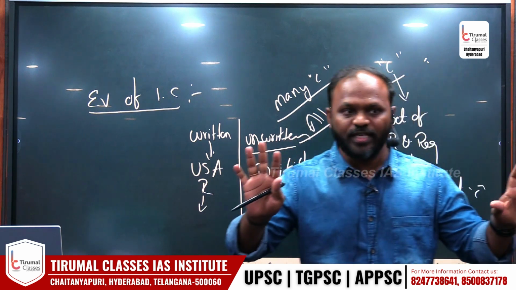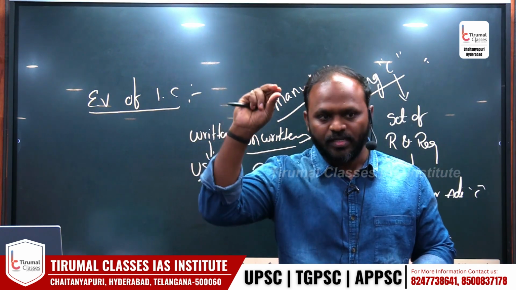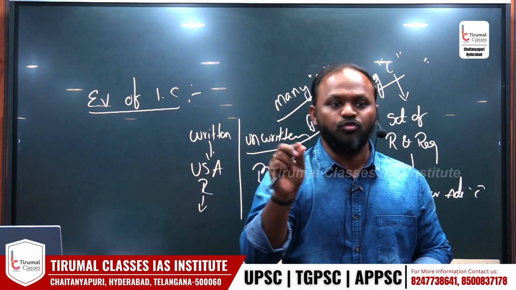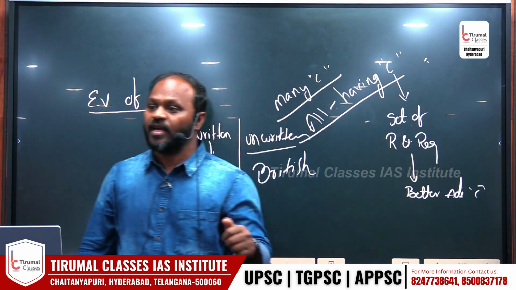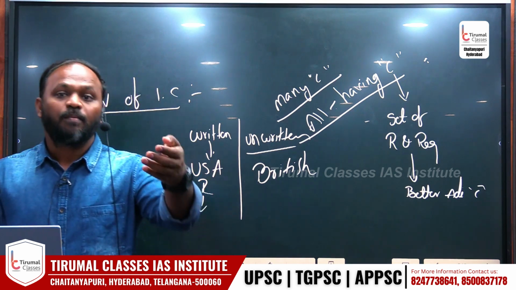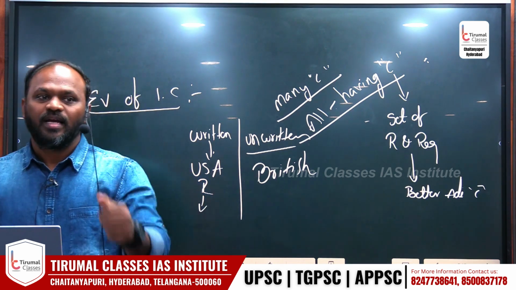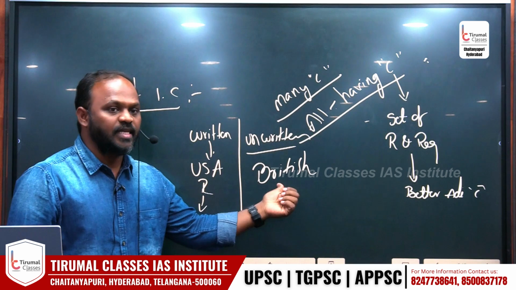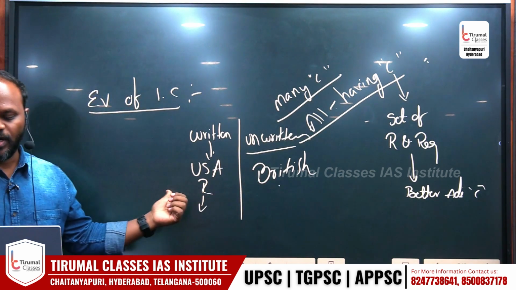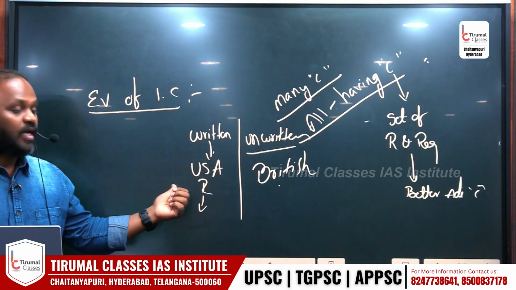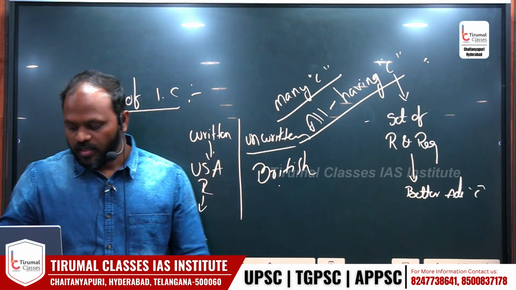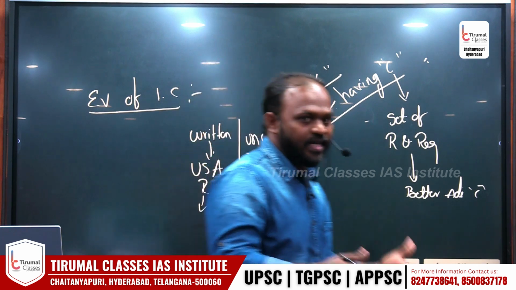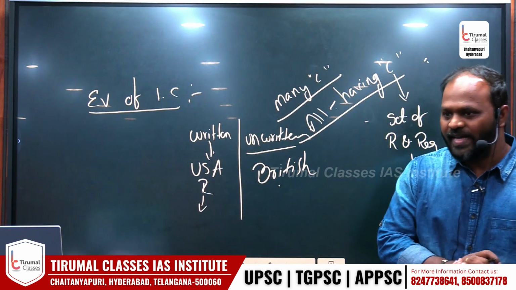So in simple language, the countries which are having a constitution are having constitutional supremacy. The countries which don't have a written constitution are having parliamentary supremacy. Example for parliamentary supremacy, British. Example for constitutional supremacy, USA, India, and the countries which have what? Written constitution.